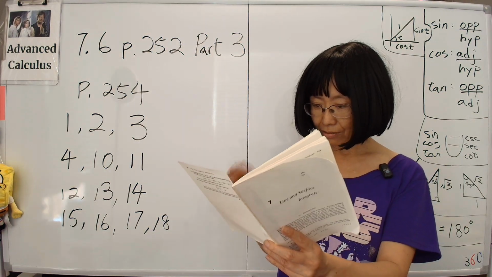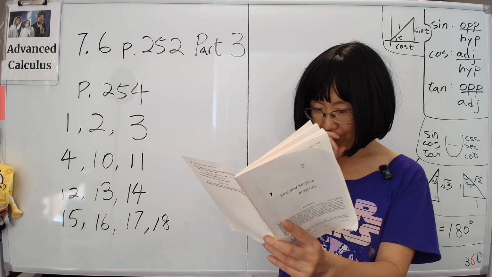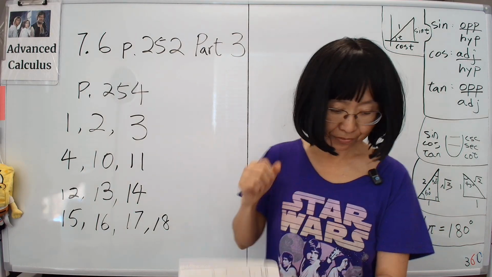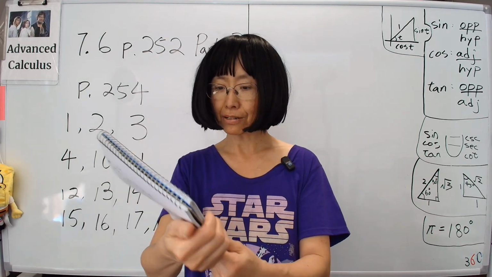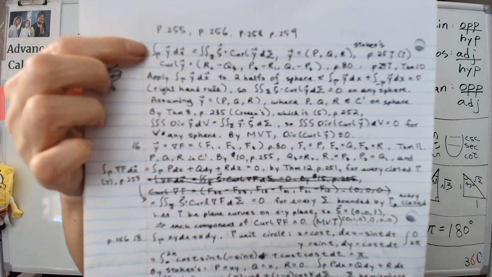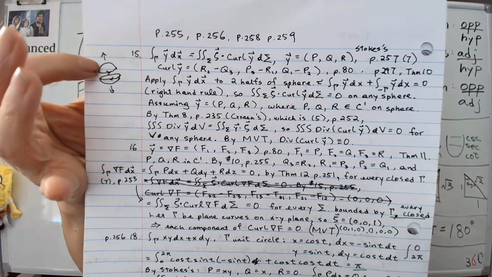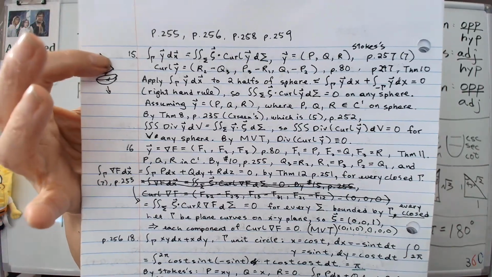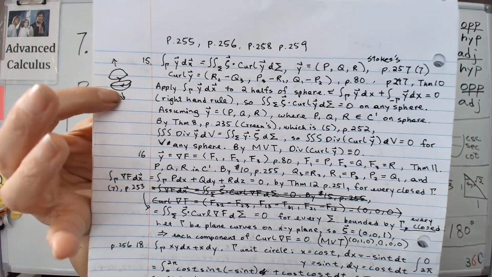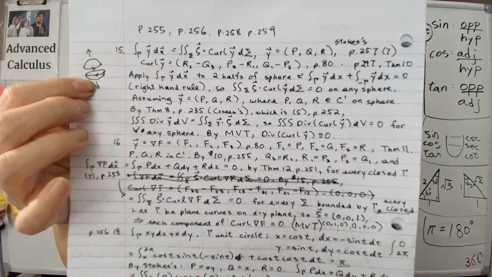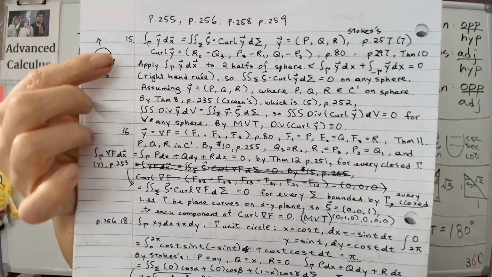Problem 15 says, apply Stokes theorem to show that this thing is going to be equal to 0 over the entire surface of any sphere. That's because Stokes theorem states that the integral around the gamma is equal to the double integral over the surface. If you have two surfaces, for the top surface the gamma goes one direction, and for the bottom surface the gamma goes the opposite direction. So the whole thing cancels out, which is why the integral over the whole sphere is going to be 0.